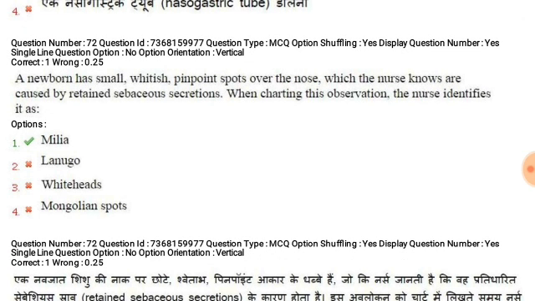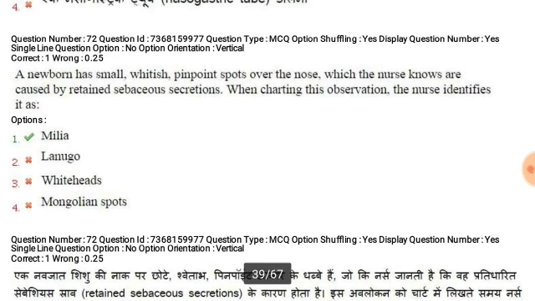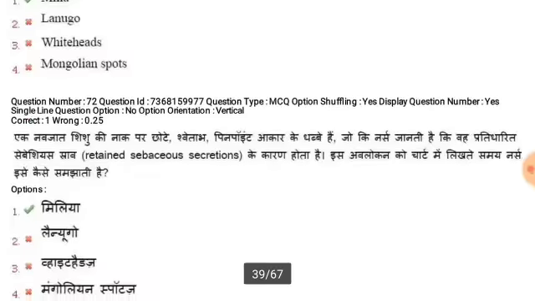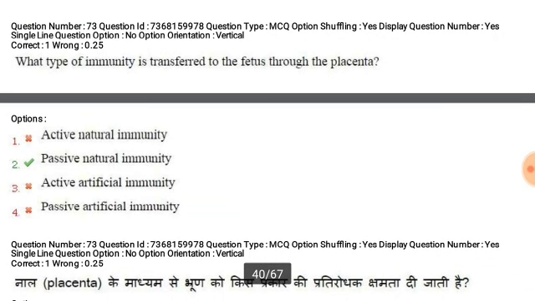72. A newborn has small whitish pinpoint spots over the nose, which the nurse knows are caused by retained sebaceous secretion. When charting this observation, the nurse identifies it as: 1. milia, 2. lanugo, 3. whiteheads, 4. Mongolian spots. The answer is 1, that is milia.